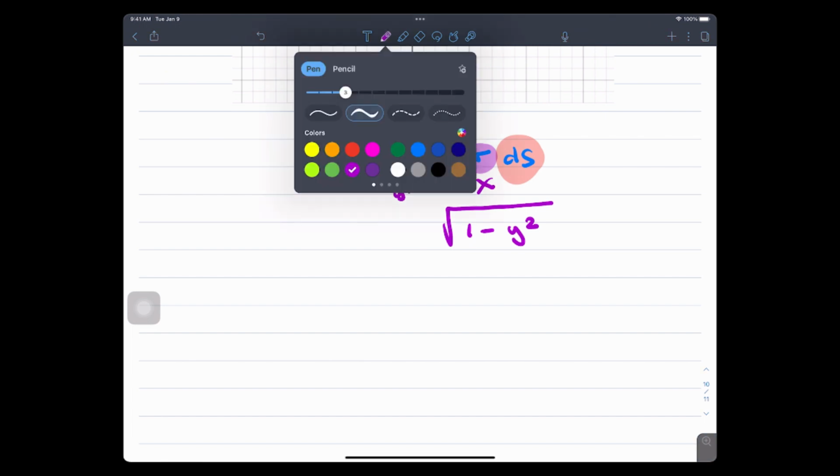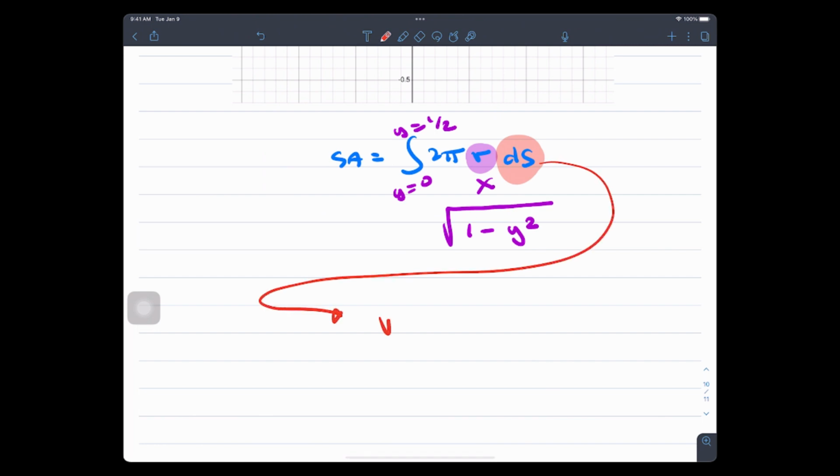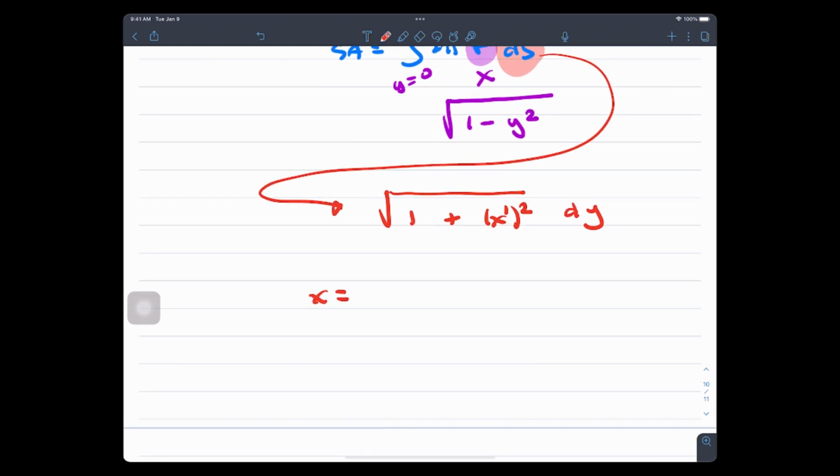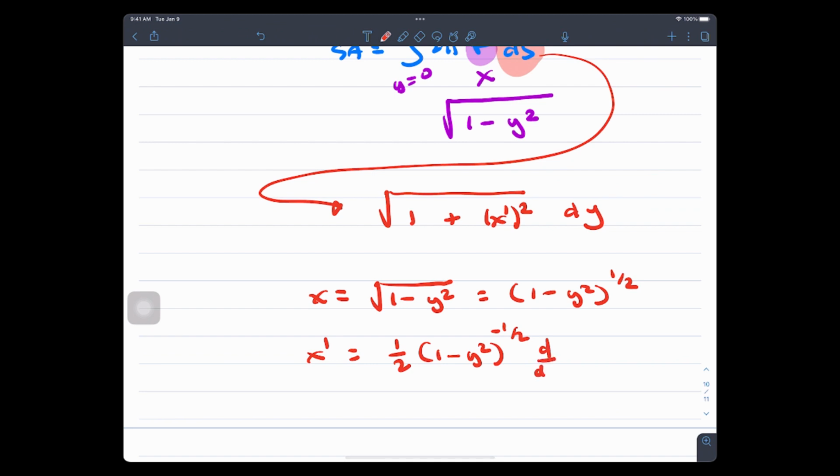And what's your ds? Which one are you going to use? One that has dy. You say y, so you can integrate, right? So this is going to be 1 plus x prime squared. So if x is the square root of 1 minus y squared, which is 1 minus y squared to the 1/2, here's my x. What is x prime going to be now? 1/2 times 1 minus y squared to the minus 1/2. And don't forget to differentiate with respect to y by chain rule.